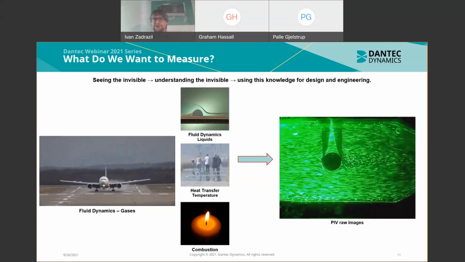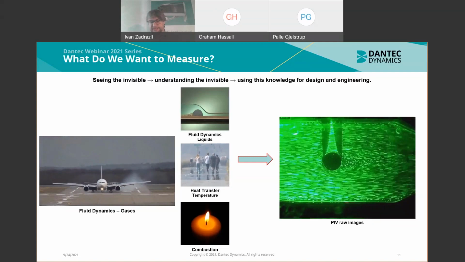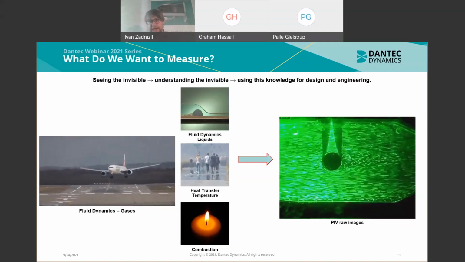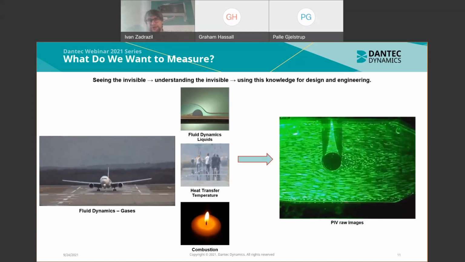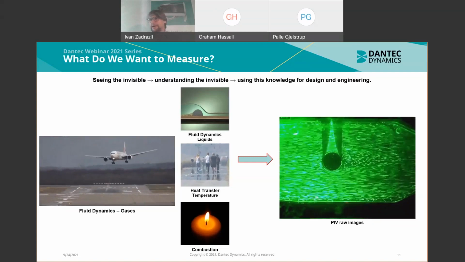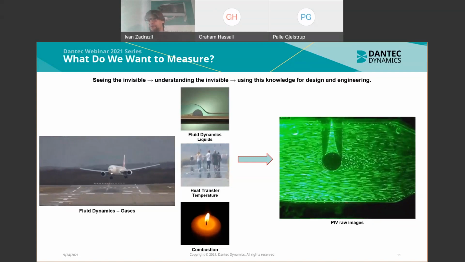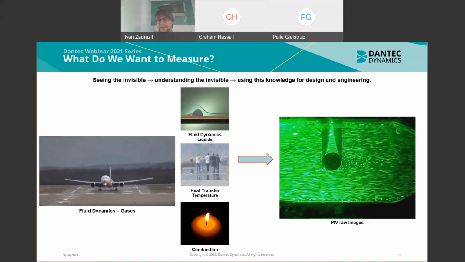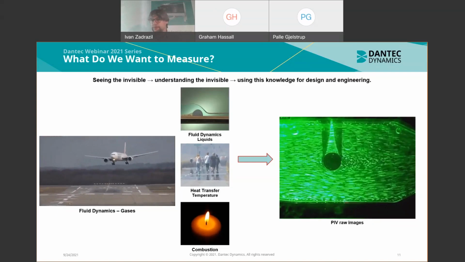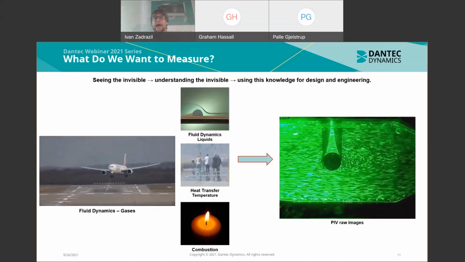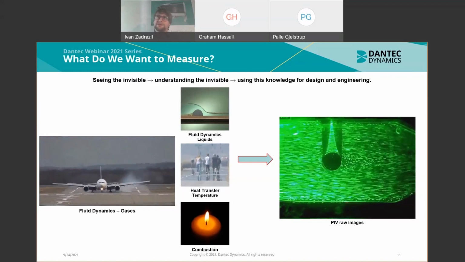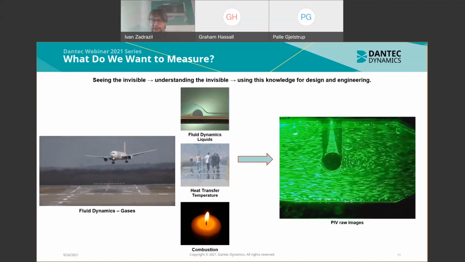In the middle, there's an example from heat transfer, a mirage. This is an effect caused by the change of refractive indices of air as it's heated up close to the surface. Then we have combustion, and finally on the right there's an example of PIV raw images where we can see the flow structures. So in general, it's seeing the invisible. That's what these measurements are about, understanding the invisible, so fluid mechanics in general, and using this knowledge for design and engineering.